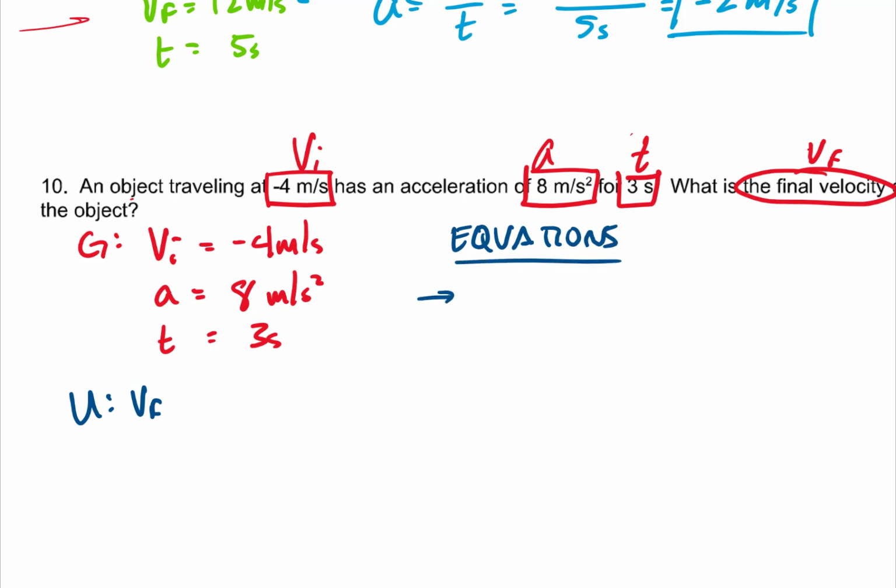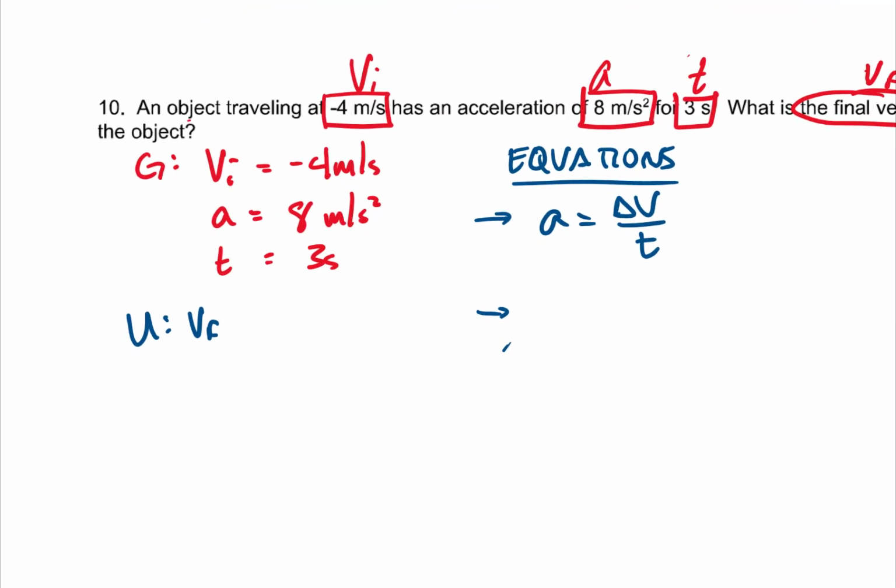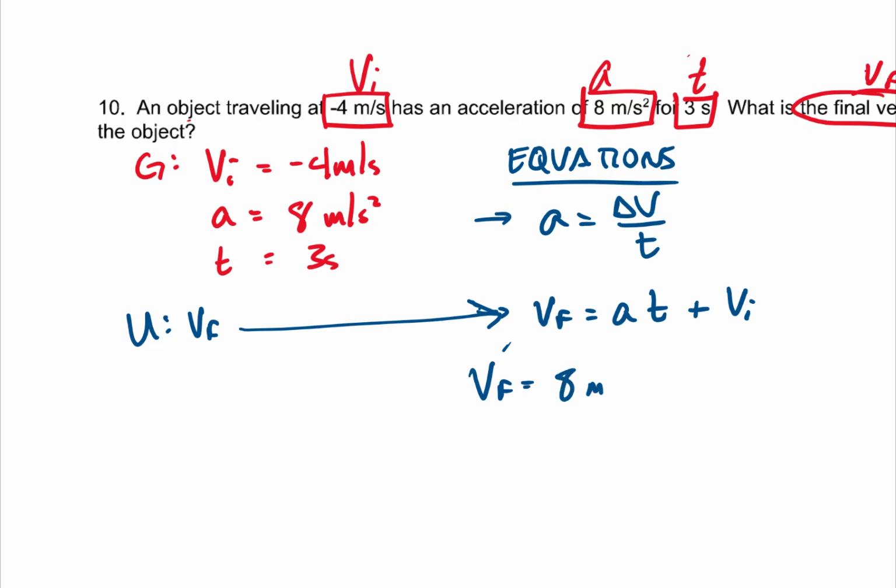It could be acceleration is change in velocity over time, or the other one, the one that we got from the y equals mx plus b equation, is that final velocity is equal to acceleration times time plus the initial velocity. So if we look at that, I'm looking for final velocity. That's going to be my easiest choice. So let's plug everything in. Final velocity is acceleration, 8 meters per second squared, times the time, 3 seconds, plus the initial velocity of -4 meters per second.